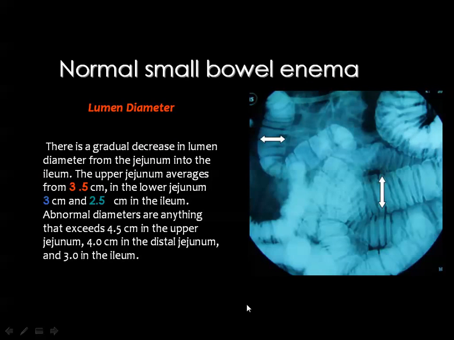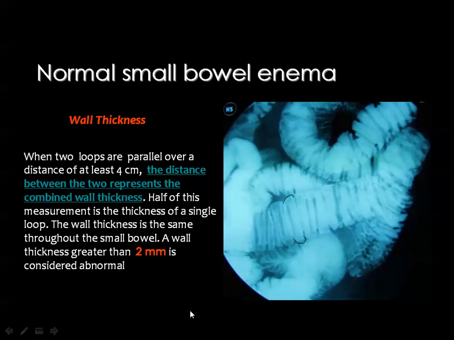Then, considering the lumen diameter, there is a gradual decrease in the lumen diameter from the jejunum to the ileum. The caliber of the upper jejunal loops is about 3.5 centimeter, while in the distal jejunal loops it is about 3 centimeter, and in the ileum it is about 2.5 centimeter. You consider that the bowel loops are dilated if they exceed a diameter of 4.5 centimeter in the upper jejunum, 4 centimeter in the distal jejunum, and 3 centimeter in the ileum.